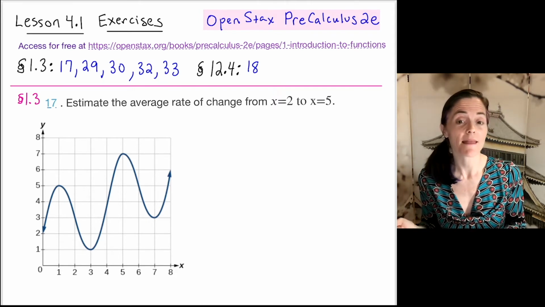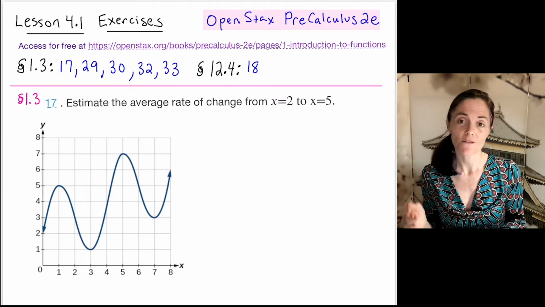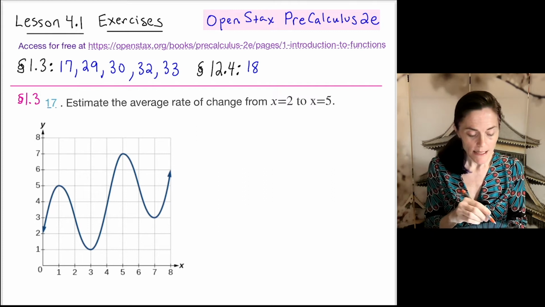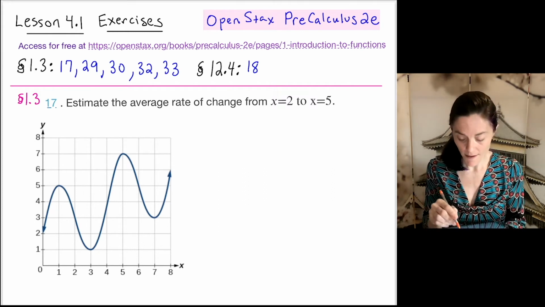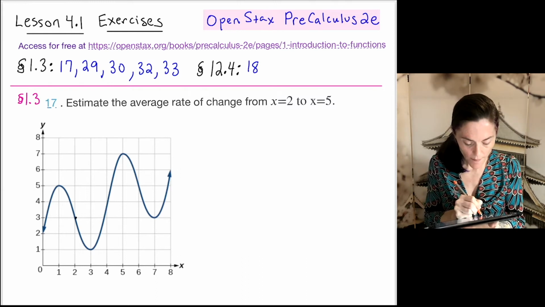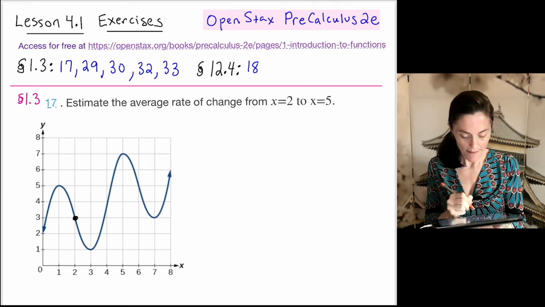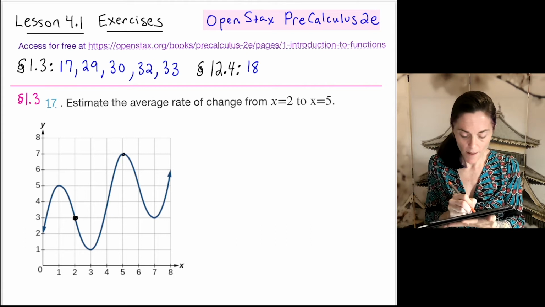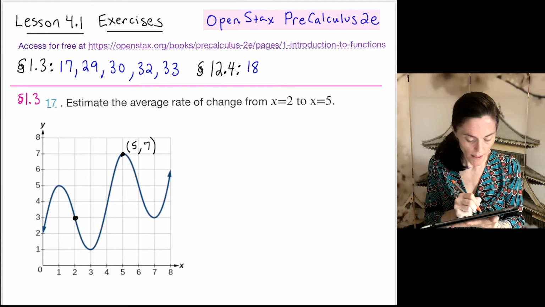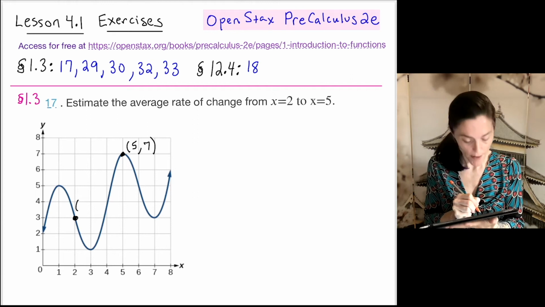We want to estimate the average rate of change of this function from x equals 2 to x equals 5, and we're given a graph. So first, perhaps I will mark the points on the graph. So here would be 2 comma f of 2, and then we also want 5 comma f of 5. Let's write the points here. This looks like 5 comma 7 approximately, and this one looks like 2 comma 3.